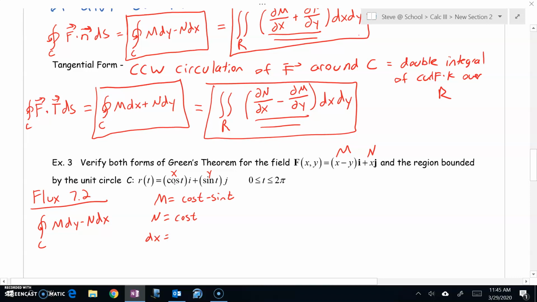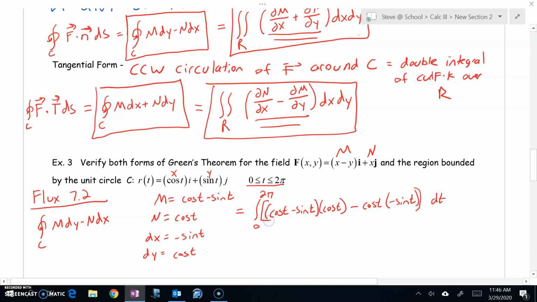dx is equal to negative sine of t, and dy is equal to cosine of t. So I've got all the pieces to convert this. I know my t is going from 0 to 2 pi, so my flux integral will become an integral from 0 to 2 pi of m, which is cosine of t minus sine of t, times dy, which is cosine of t, minus n, which is cosine of t, times dx, which is negative sine of t. And that's all dt.